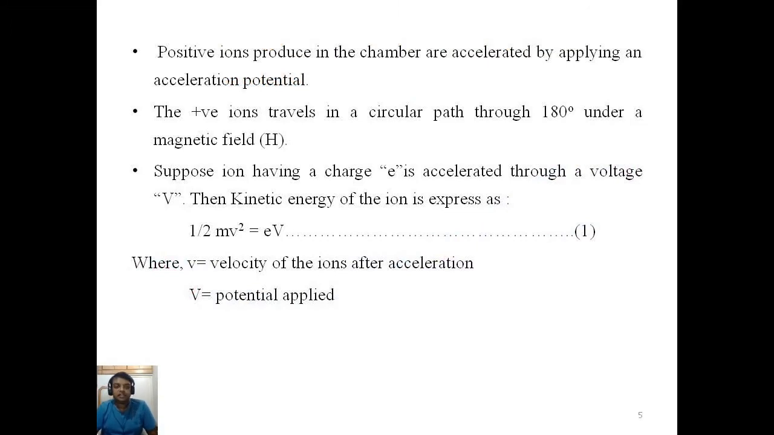Now we can discuss how it is called m upon z. So m upon z would be the great theory to understand. First, when the molecule is a positive ion, or cations produced in the chamber are accelerated by applying an electro-accelerating potential. This accelerating potential is applied by two types of analyzer, either electric analyzer or magnetic analyzer.